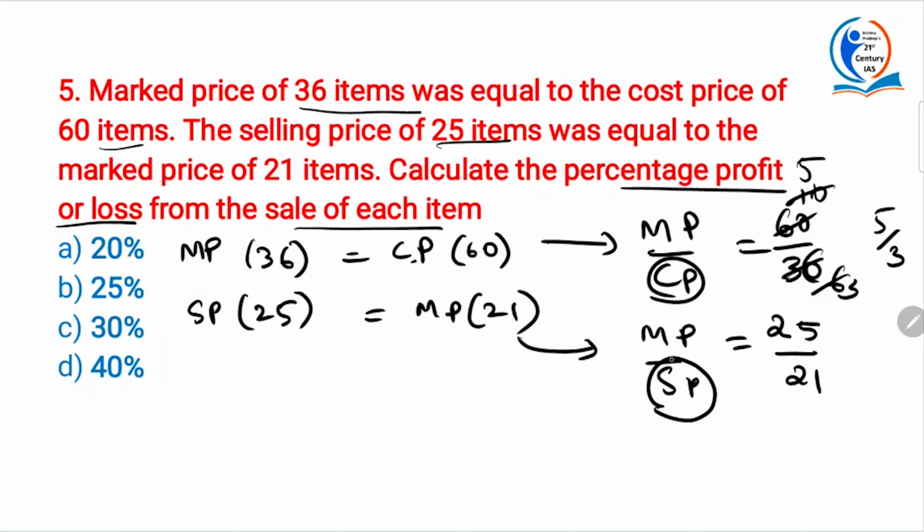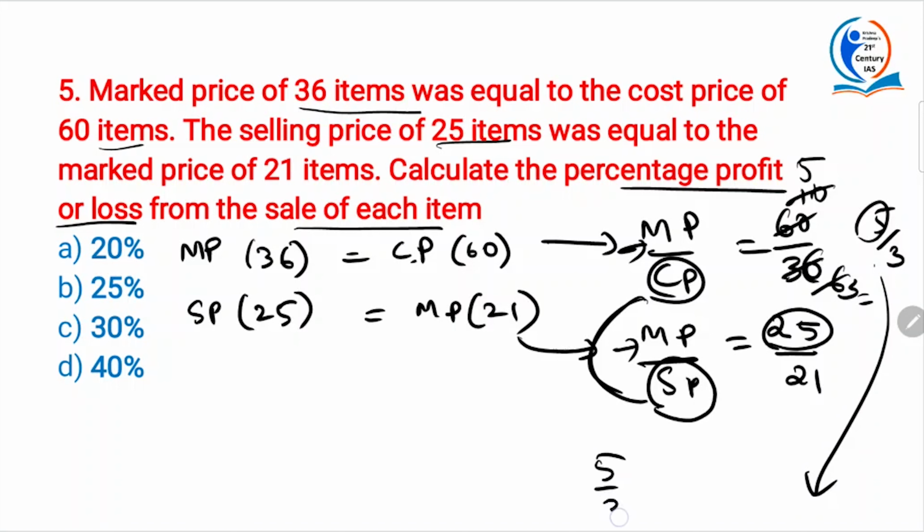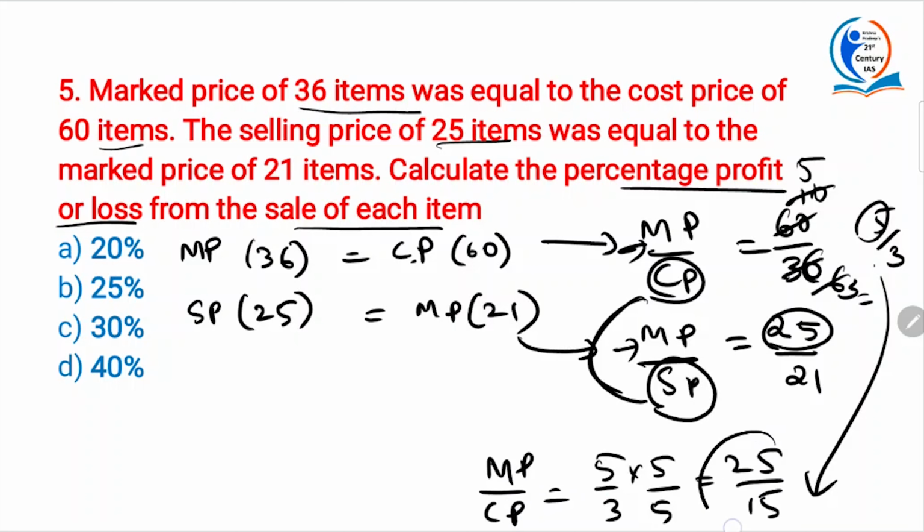All right. So when you're comparing fractions, if the MP value is same in both, then directly you can compare these two. All right. So here it's 25, right? Let us make the numerator of this fraction also 25. How will you do that? You have to multiply 5 in the numerator and the denominator. All right. So 5 by 3 into 5 by 5. It will become 25 by 15. So you will get MP by CP is 25 by 15.